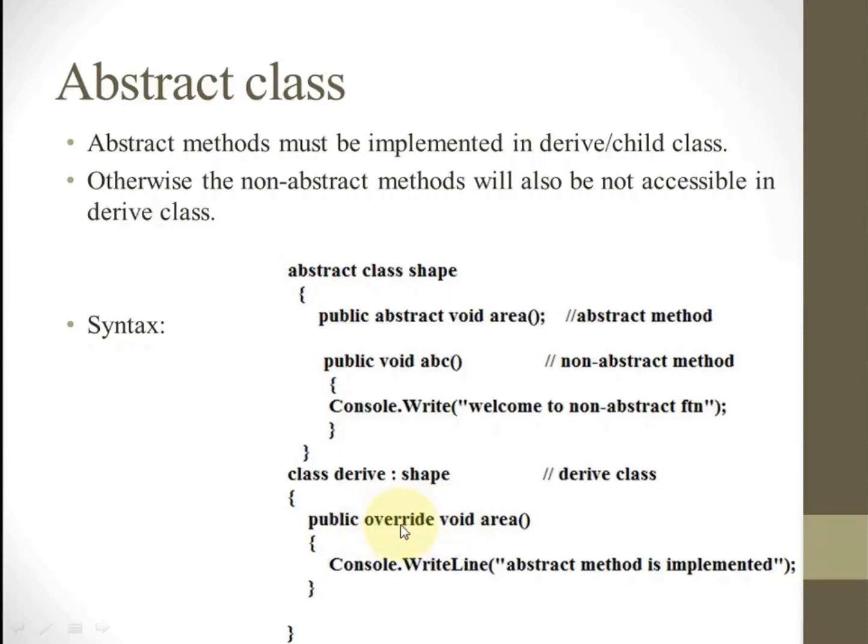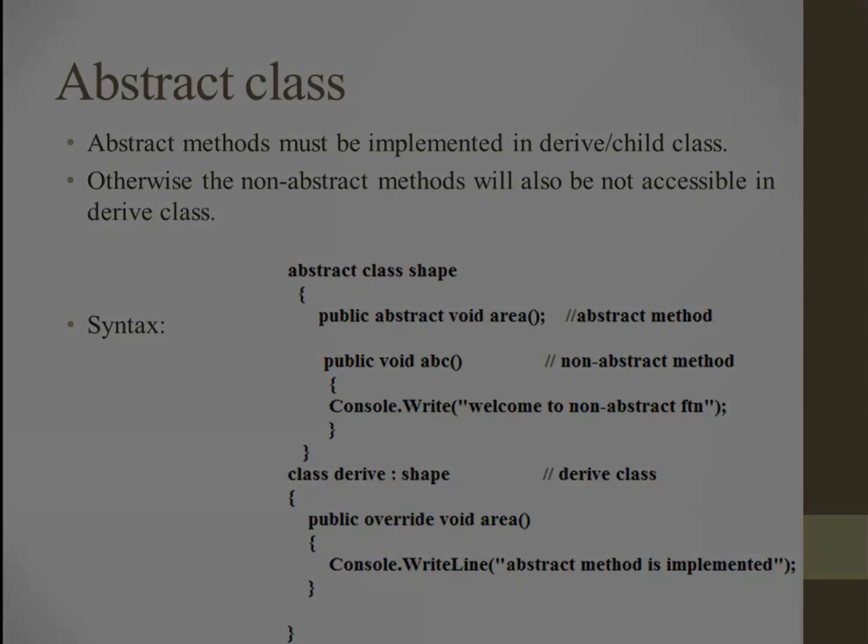So whenever you will be using the abstract method within the derived class, you must write the keyword override. And now you have to define the body of this abstract method. Within this method we have just printed a simple message, abstract method is implemented. After the abstract method is implemented within the derived class, you can also use the non-abstract methods in the derived class. So this is how the definition is and what is abstract class.